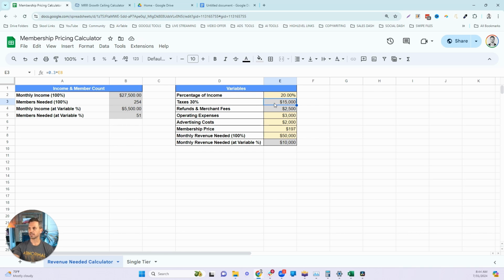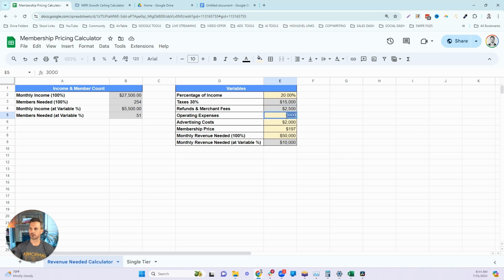This is automatic. So if this cell is set to 30%, if you wanted to change that, you could click into the cell here and you can just change the formula over here on the left-hand side. So we've got that set, your taxes set at 30%. We've got refunds and merchant fees set at 5%. So those numbers are automated. You don't have to do anything with that.